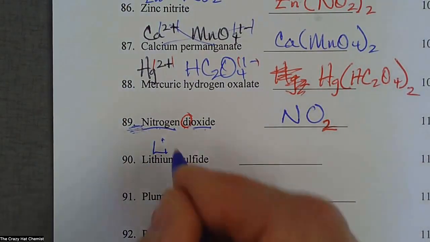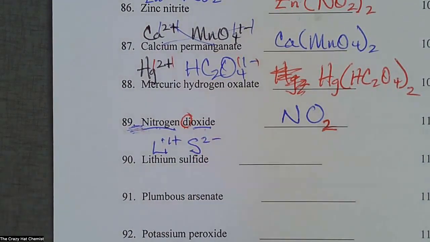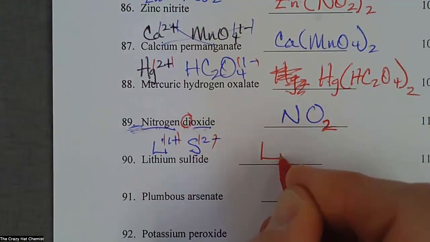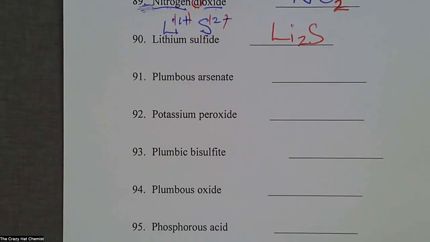Next one is lithium sulfide. That is Li 1 plus, and that's a periodic trend. Sulfide, that's a periodic trend. I'm going to take the absolute value of these two numbers, flip, bring it down. I get Li2S. All right, scrolling this on up here.